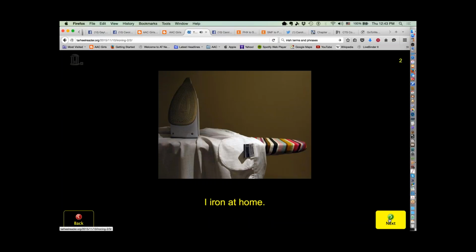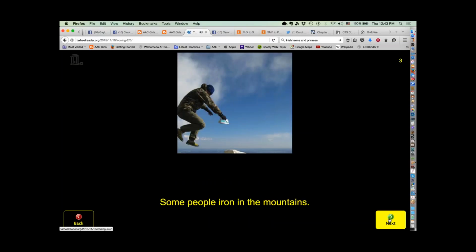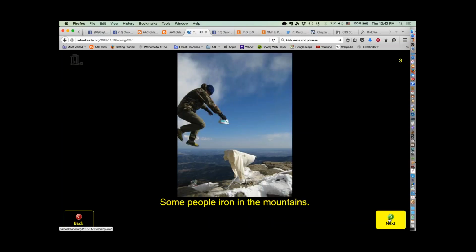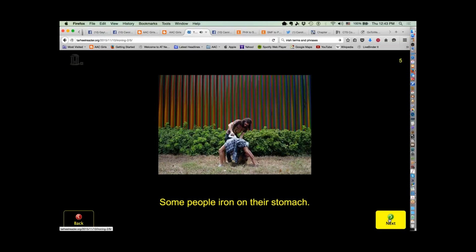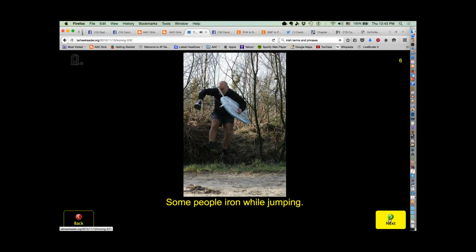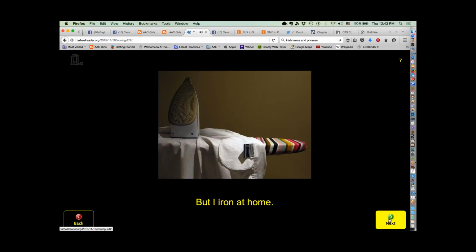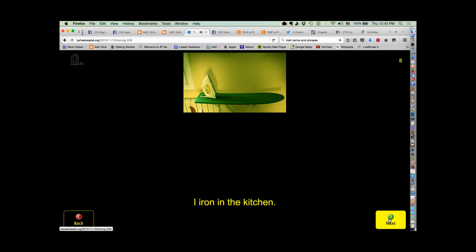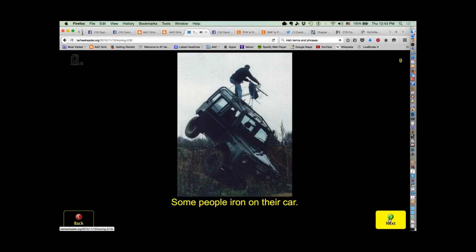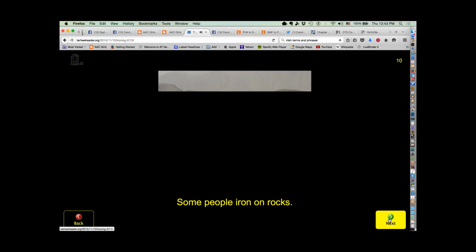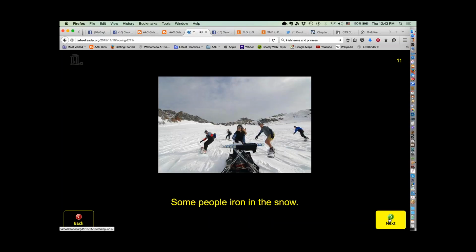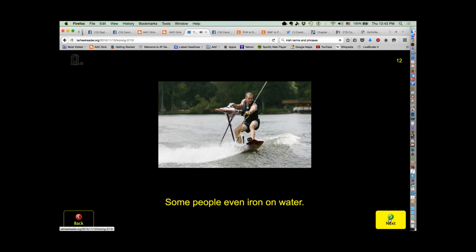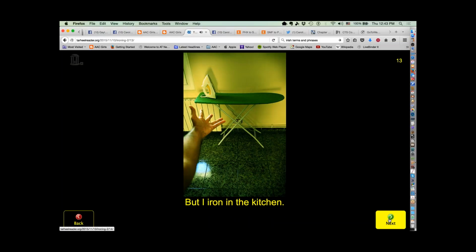I iron at home. Some people iron in the mountains. Some people iron in crowds. Some people iron on their stomach. Some people iron while jumping, but I iron at home. I iron in the kitchen. Some people iron on their car. Some people iron on rocks. Some people iron in the snow. Some people even iron on water, but I iron in the kitchen.